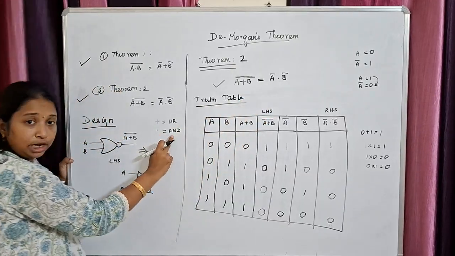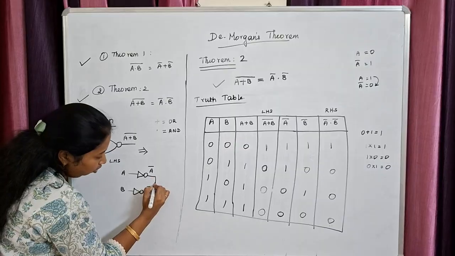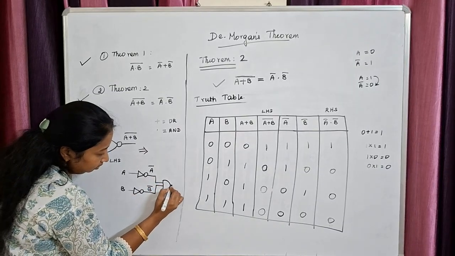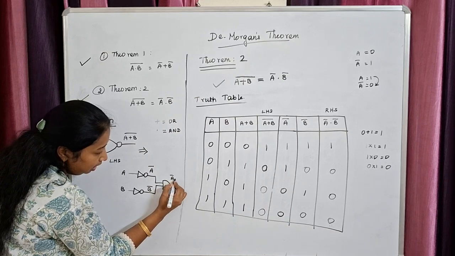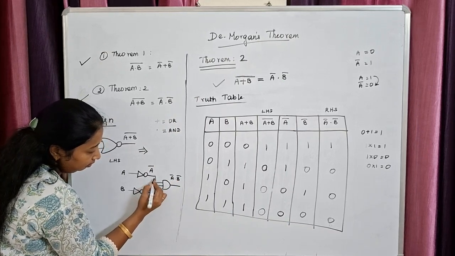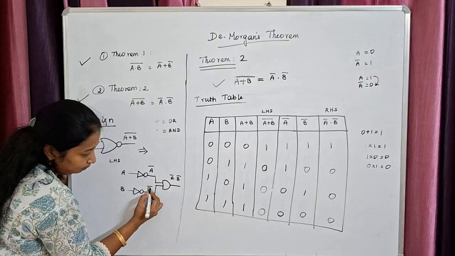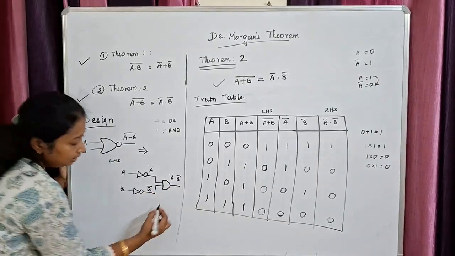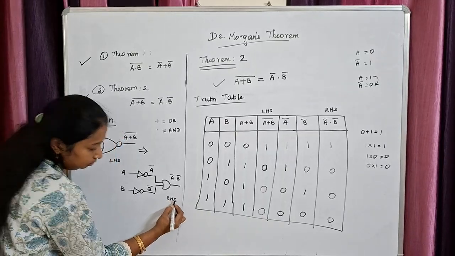Now A bar I've got, B bar I've got, A bar dot B bar. For dot product, which gate will you be using? AND gate. So the output of these two, I'll be feeding inside an AND gate. Clear? So the output of this is A bar dot B bar. One input is A bar, the other input is B bar. So the product of these two will give my output. Clear? This is my RHS.